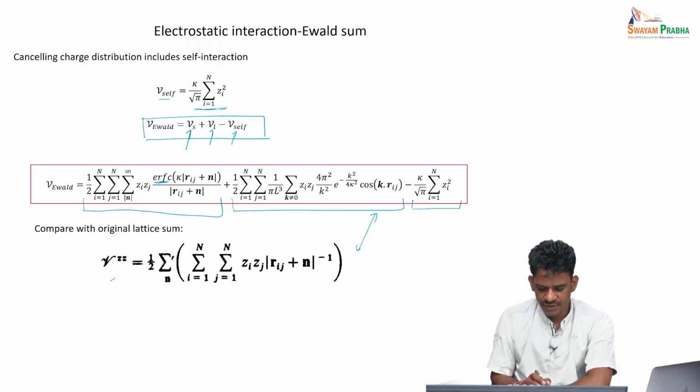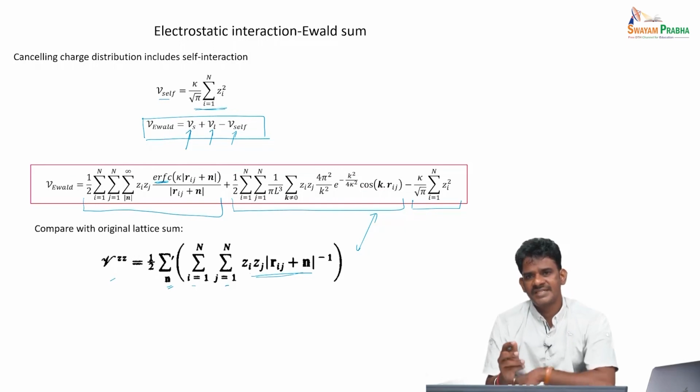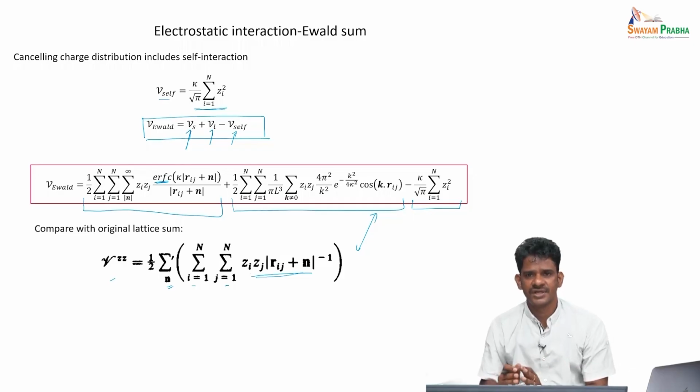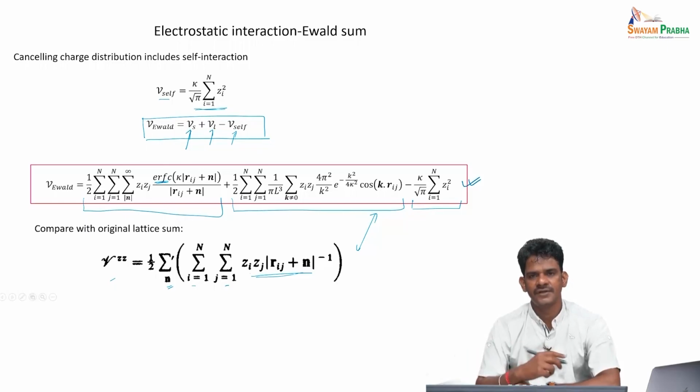Our original discussion was to sum over all the particles i and j over all the neighboring boxes by this particular formula, but we said that this particular summation is conditionally convergent. That means the order in which we are actually summing over the boxes is important. So, to avoid this problem, we approached it by splitting the long range into two parts, one that is short ranged, another one that is long ranged, and we add them up. So, that is the final expression for the Ewald summation.